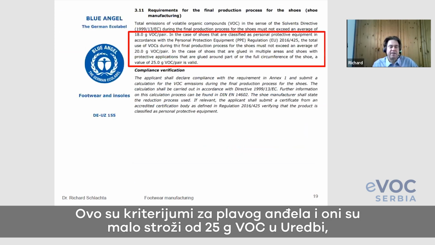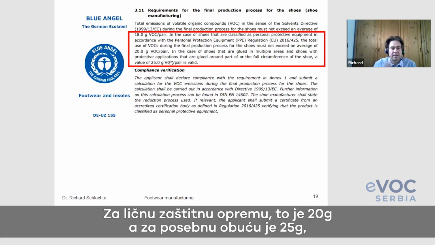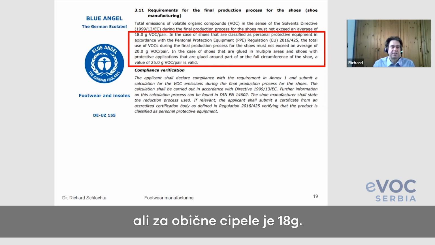Here are the criteria from the Blue Angel, and you see that the criteria are a little bit more strict than the 25 gram VOC limit, but it's not such a big difference. It is 18 grams, and for personal protection equipment it's 20 grams, and for some special shoes it is 25 grams. But the general value is 18 grams, for example, for street shoes.